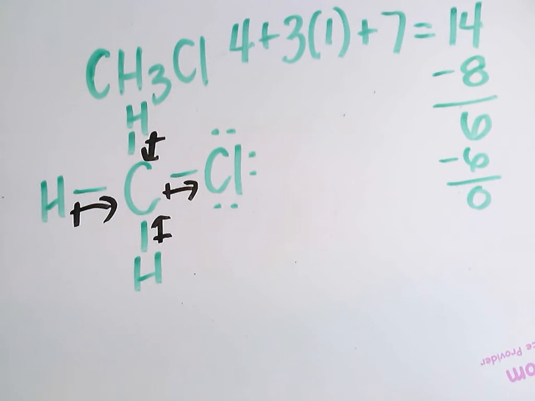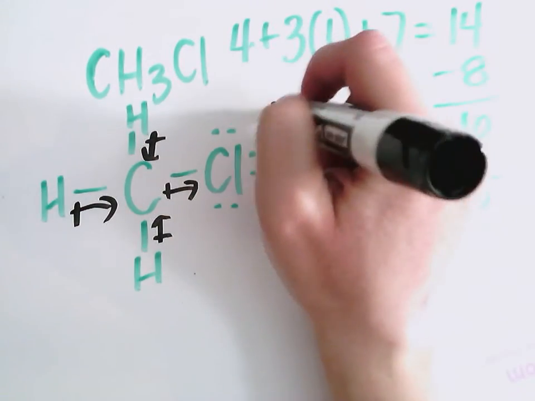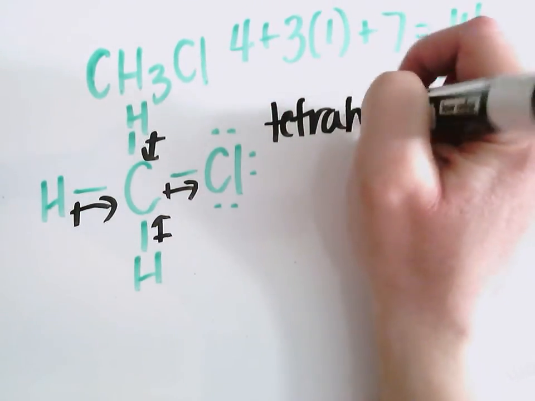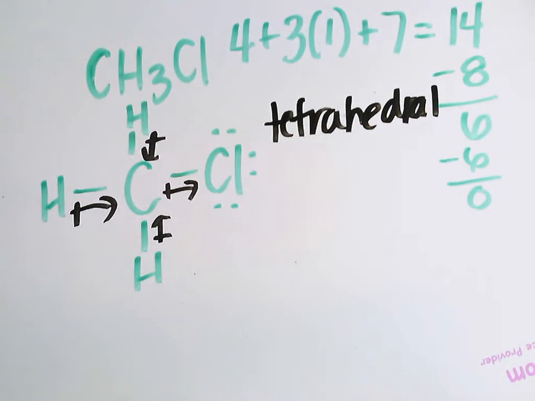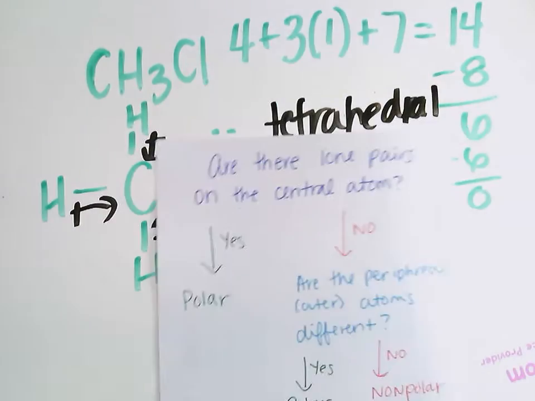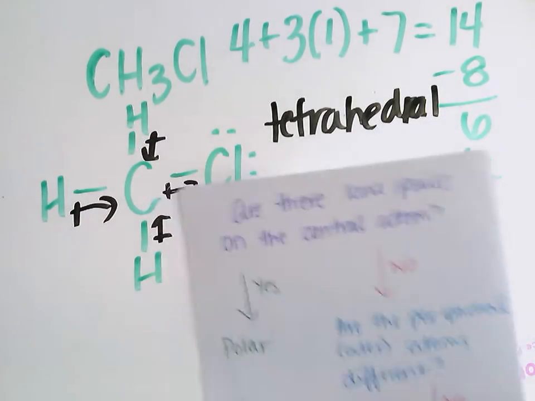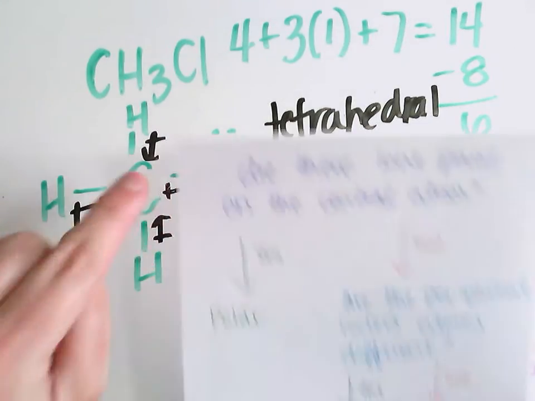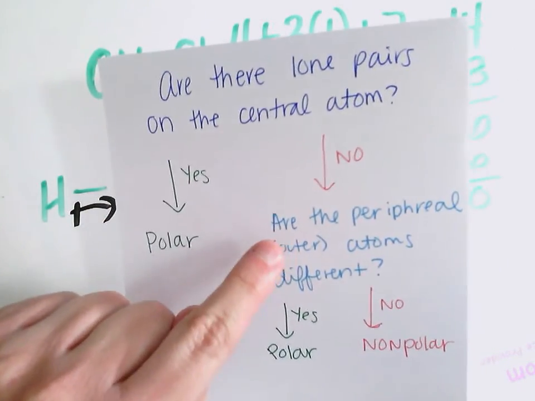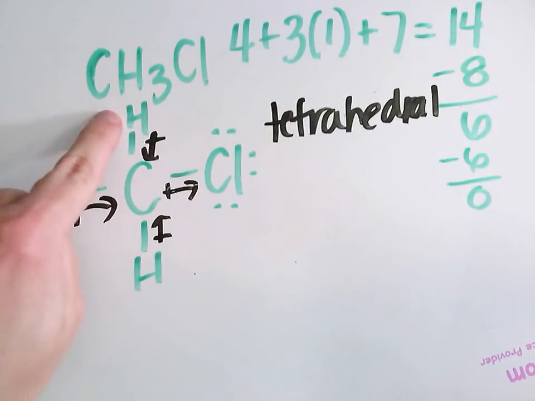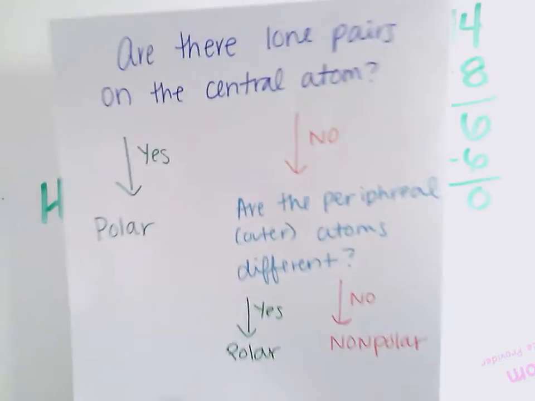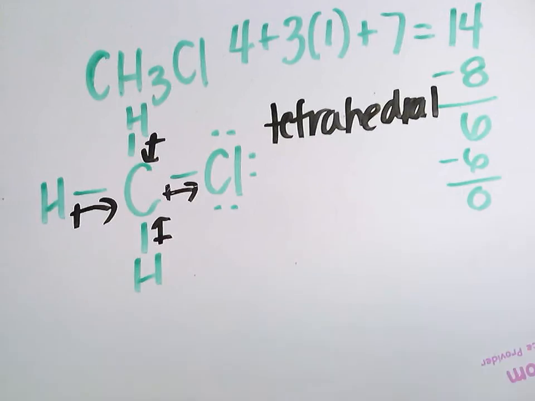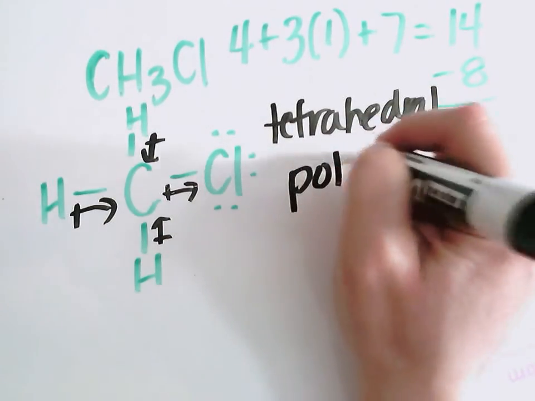So let's look at this shape. 4 things are bonded to it, so our only option here is tetrahedral. We are going to look at our overall polarity. First question, are there lone pairs on the central atom? So we're looking at carbon. No lone pairs, so no there. Are the peripheral atoms different? So are these different? Yes. So we are polar. So this is a polar molecule.